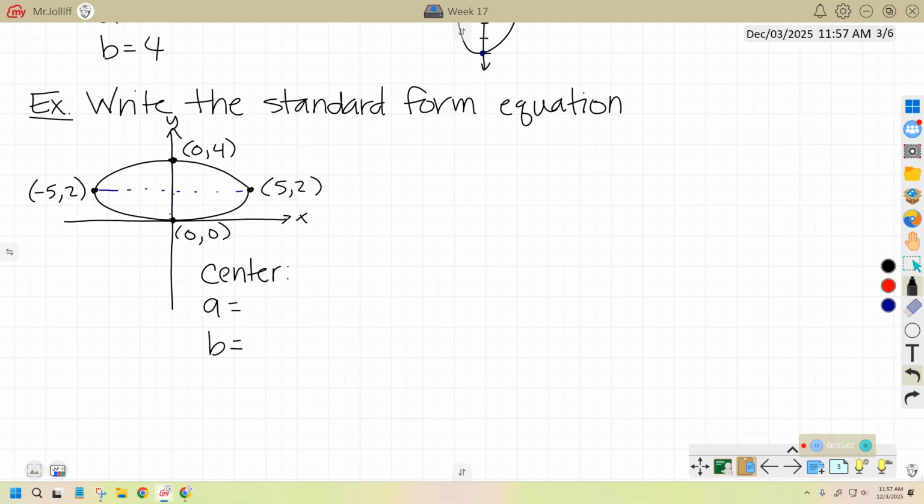Show of hands, who knows how to find A? Similar to how we found the center and the radius for our circle. How do I find A?